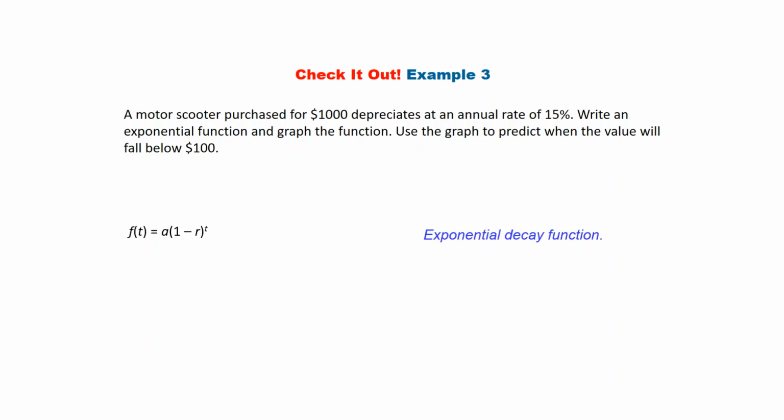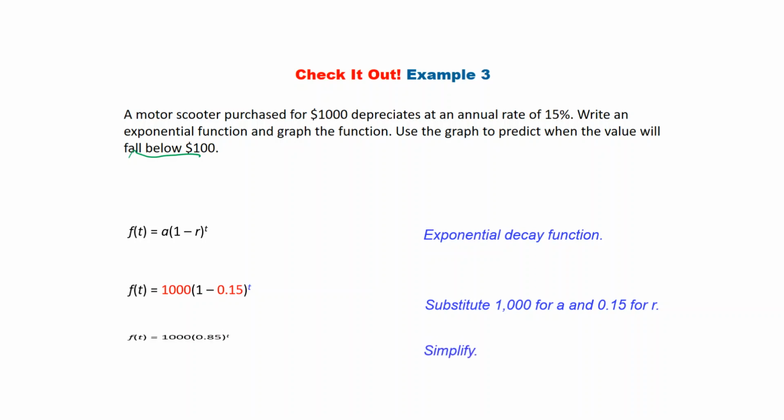Okay, so the very first thing you want to do is write your exponential decay function, because notice that it says when it's falling, it's going below. Okay, we're losing. All right, and so we're going to use the minus. Remember, our initial amount is our A, so that's going to be 1,000, and then we're going to multiply times 1 minus 0.15 to the t power. So go ahead and simplify that.